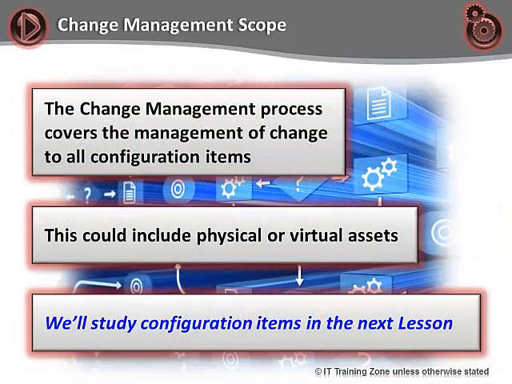The change management process has a clearly defined scope. The process covers the management of change to all configuration items across the whole service lifecycle. In other words, anything that contributes to the delivery of a service can fall within the scope of change management. This could include physical assets like servers, virtual assets like storage, or documents such as service level agreements. We'll talk more about configuration items when we study service asset and configuration management.